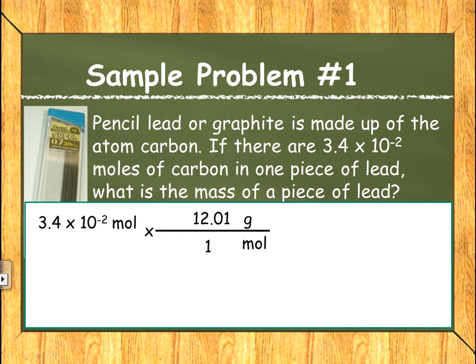Good. So now, what cancels out? The moles cancel out. What is my unit that's left over? Grams. Now, remember this number has 1 at the bottom, right? So am I going to multiply these numbers or divide? They're next to each other. Multiply. So when you multiply, you get 0.40834. Let's round it to 2 sig figs, 0.41 grams.